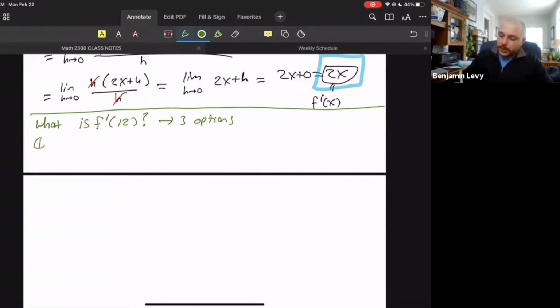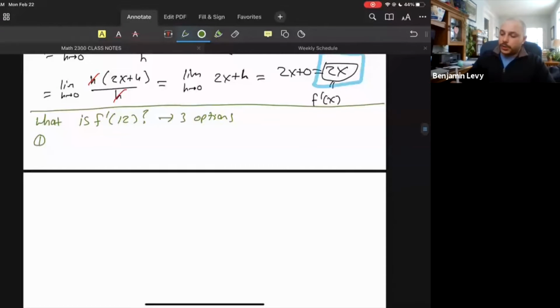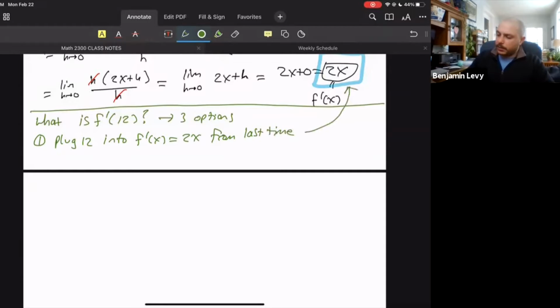One of those options is to just plug 12 into f prime equals 2x from last time. When I say last time, I mean last Wednesday. So this thing right here.